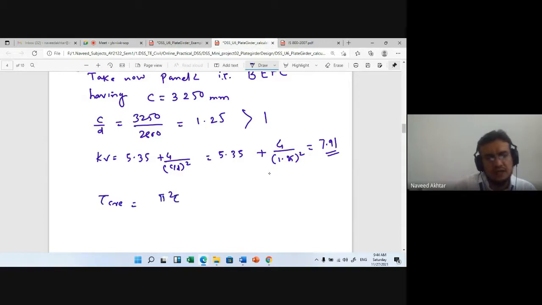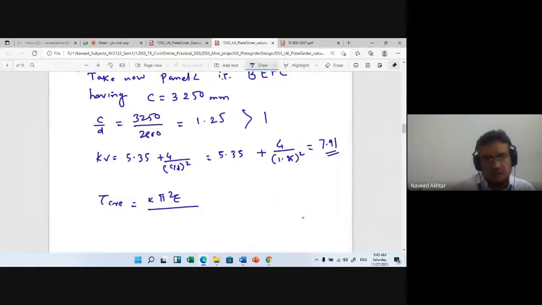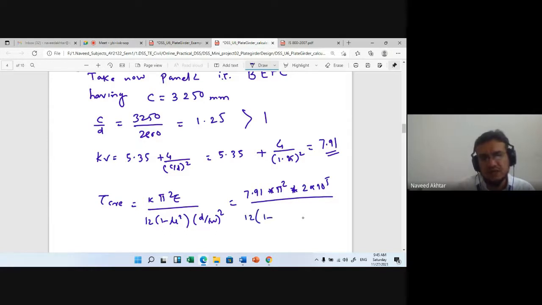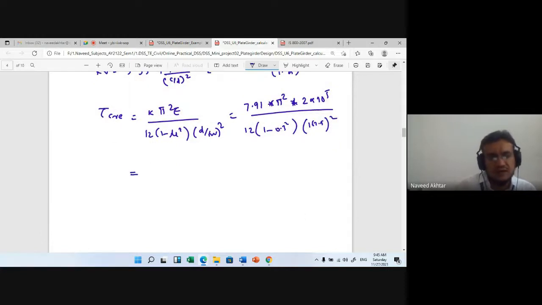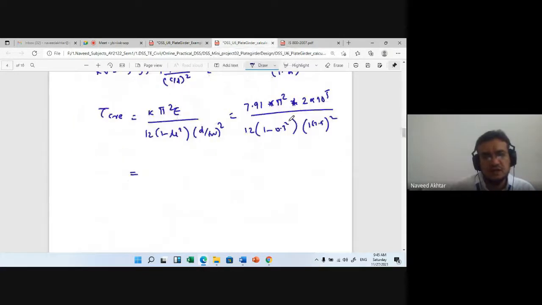pi square E, kV cos square E divided by 12 times 1 minus mu square, mu is the Poisson's ratio, into D by TW whole square. So K is 7.91, pi square, you know the value, and then E is 2 into 10 raised to 5, and 12 into 1 minus 0.3 square into 162.5 whole square. So we can find out tau CRE here. Tau CRE will be 54.24 here. 54.25.